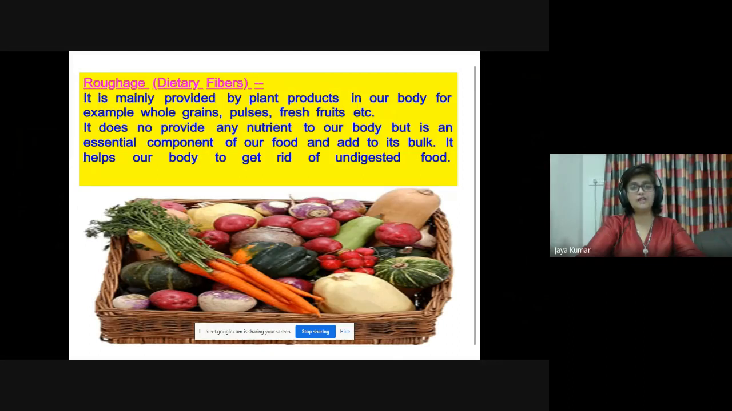Now let's talk about dietary fibers. Scientists call dietary fibers roughage. It is mainly provided by plant products, for example, whole grains, pulses, fresh fruits, etc. contain dietary fibers. It does not provide any nutrient to our body, but is an essential component of our food and adds to its bulk. It helps our body to get rid of undigested food, thus plays a very important role in maintaining good health.